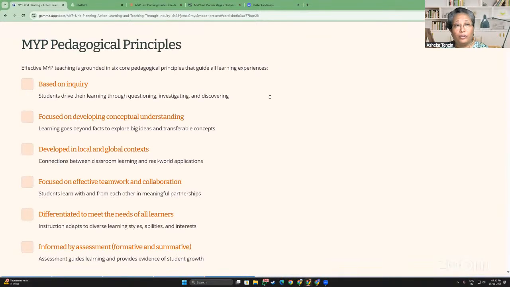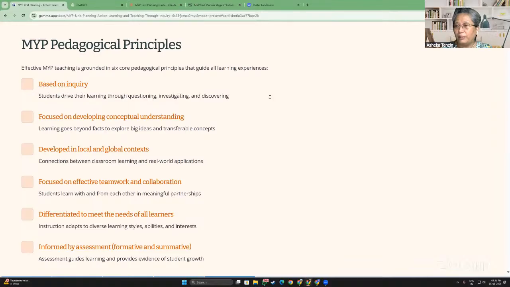Okay. So now this is what I wanted to tell you about the different strategies that you are going to use in your classes. These are the MYP, not only MYP, even DP and PYP pedagogical principles. What should happen during teaching, or what should your teaching include?